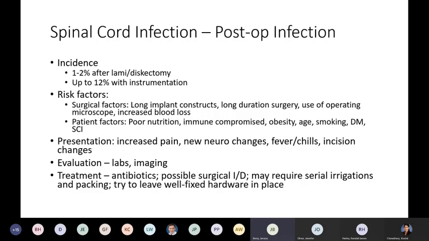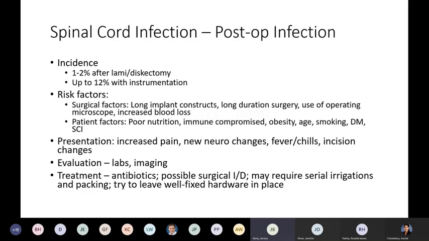So post-op infection, we'll talk about in a separate category, but really this can involve osteomyelitis, discitis, as well as epidural abscess, as we just discussed in the previous slides. But the incidence of infection in general is about 1 to 2% after laminectomy and discectomy, and it increases up to 12% in patients who received instrumentation in the spine.